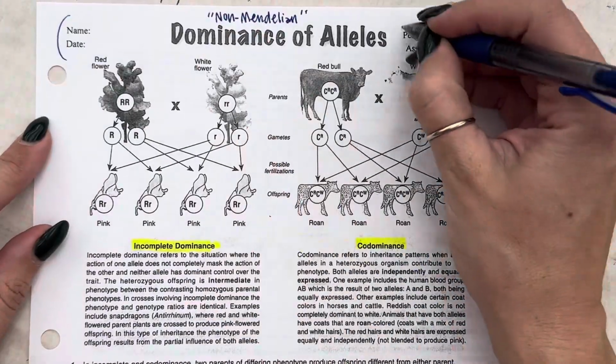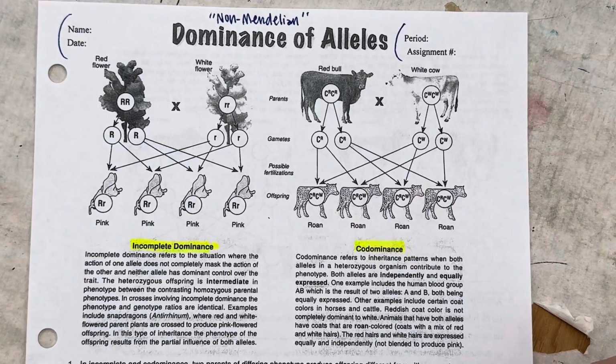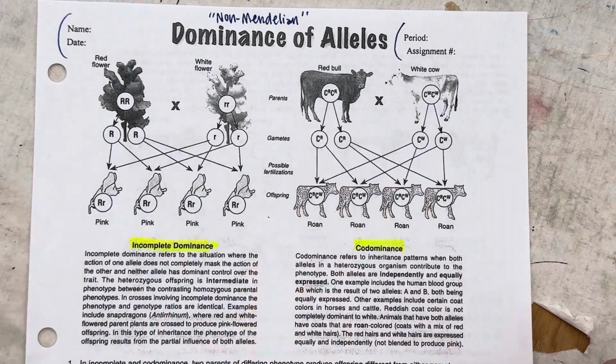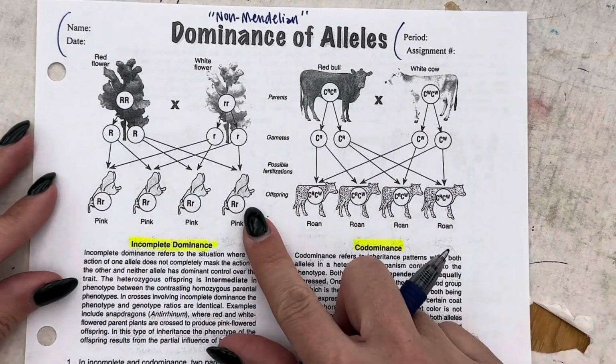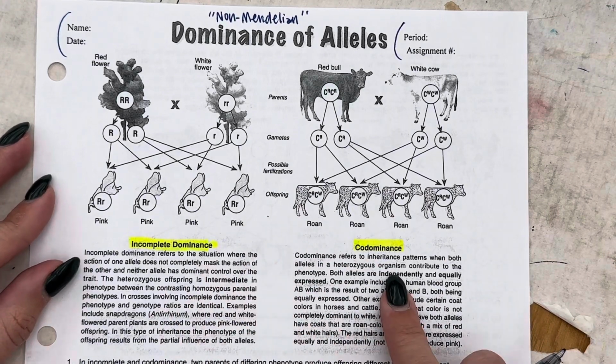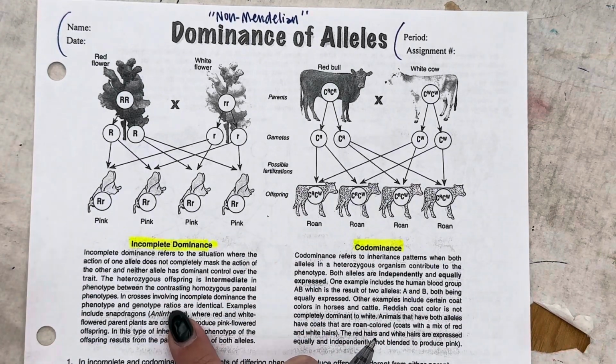So go ahead and fill out the top according to the date, period, and assignment number. And we're going to take a look at incomplete dominance and codominance. So let's start with incomplete dominance.